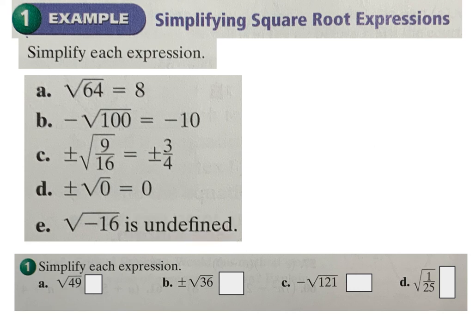So go ahead and try Check Understanding 1, all 4 of those. This one is looking for the principal root of 49. You should have gotten positive 7. B is looking for the principal and the negative root of 36, positive and negative 6. C is looking for the negative root of 121, which gives you negative 11. And D is looking for the principal root of 1/25, which is 1/5.